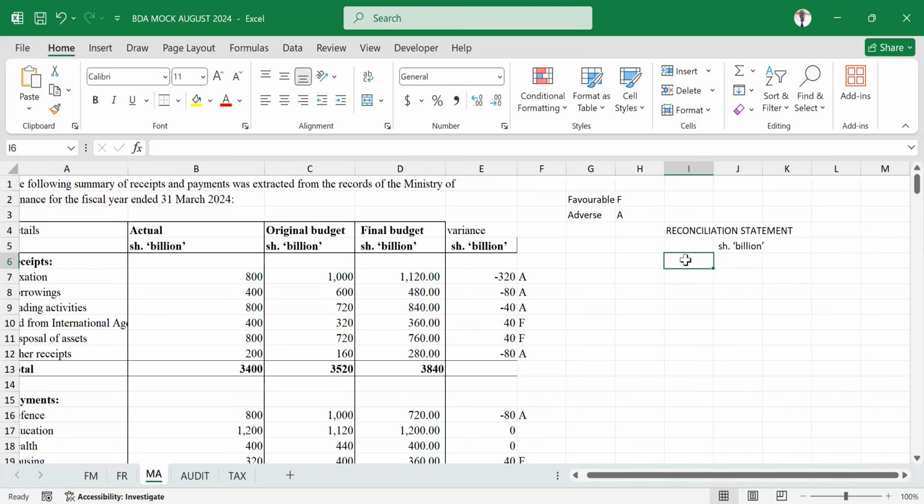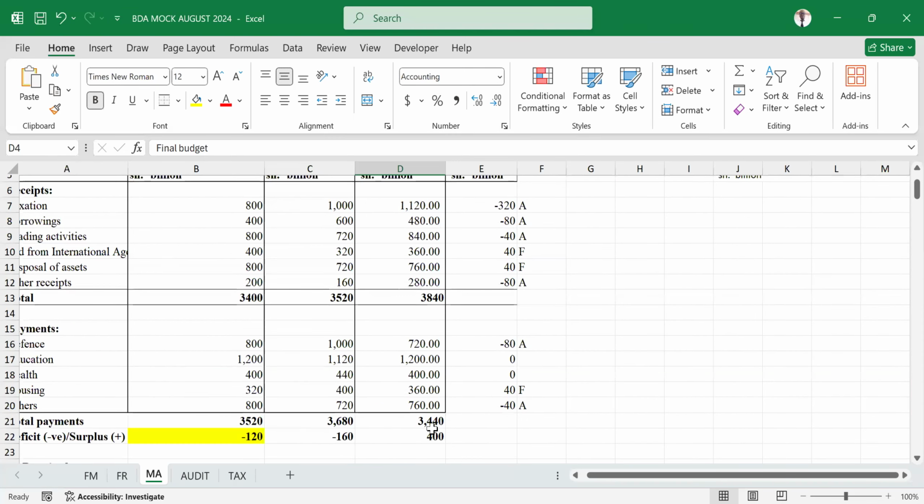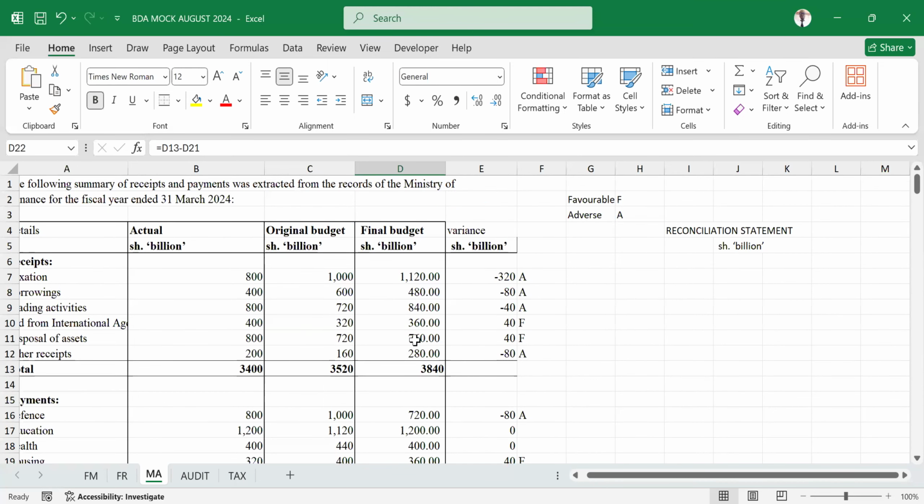Let me just go ahead first. So what are we comparing? Now, I want us to start from the final figures we have. Remember, in our final budget, we realized there is a surplus of 400. So we want to compare the surplus of 400 against the variances.